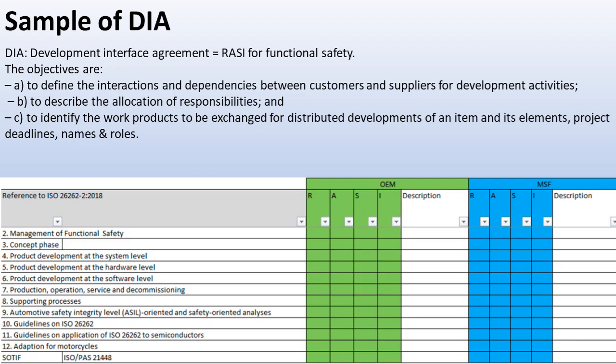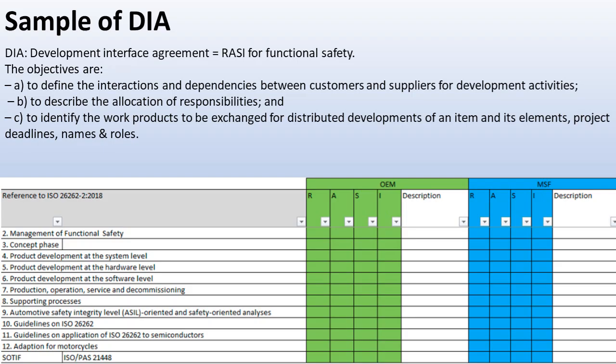Next objective is to describe the allocation of responsibility. As I mentioned, it is a RASI chart, and a clear-cut allocation or apportioning of the responsibilities is required. Next is to identify the work products to be exchanged for distributed developments of the item and its elements, project deadlines, names and roles. So who is responsible for what, who is responsible for approval, who is playing the support role, who is playing the informed role, all is clearly mentioned in this particular DIA.